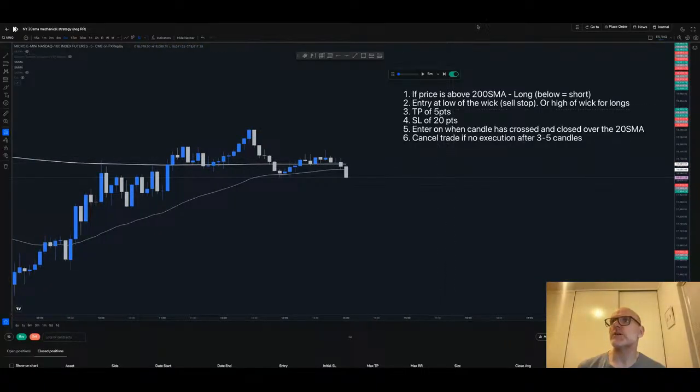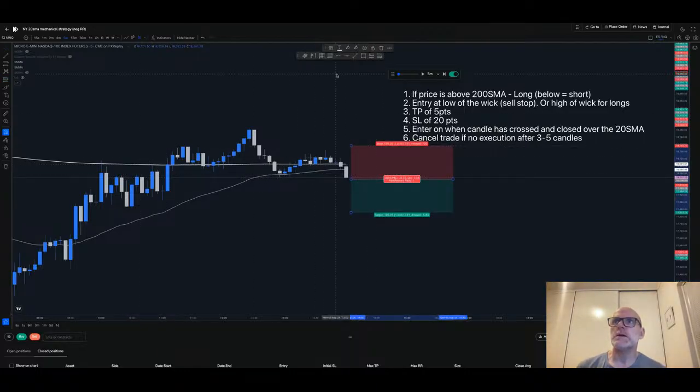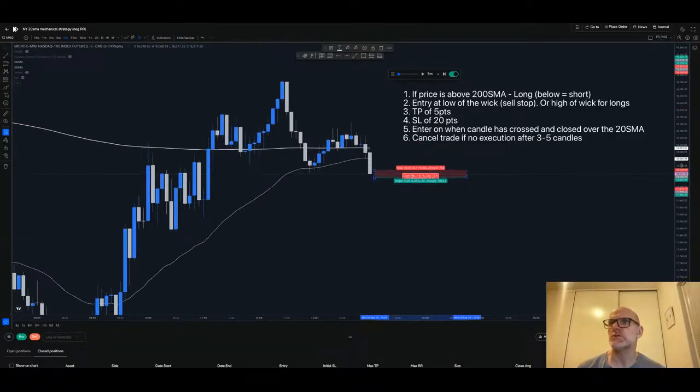There we go. So we've got a break below, although I don't like the fact that it's up around the 200. That's a little bit choppy, but the trade is it's broken below and it's closed below the 20. I'm taking it and it's underneath the 200. So here we go.